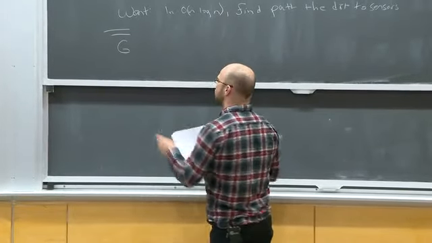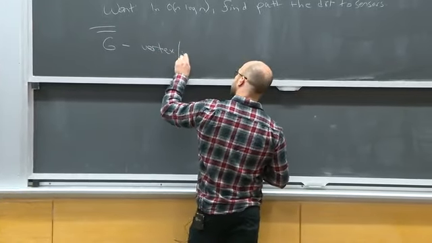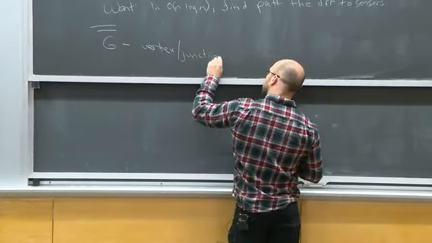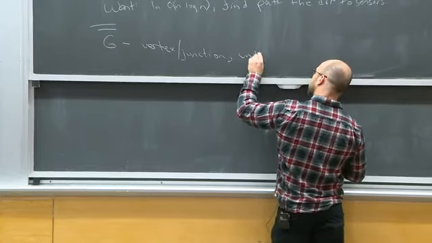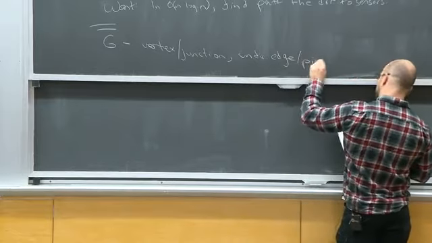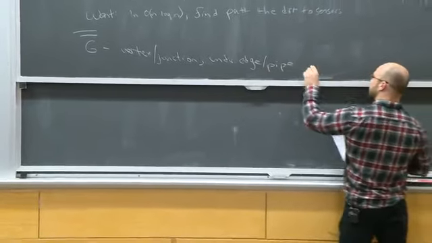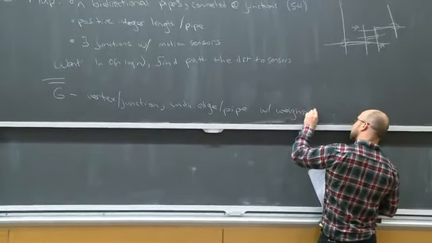What I'm going to do is give a vertex per junction, and I'll have an undirected edge for each pipe whose weight is the length.